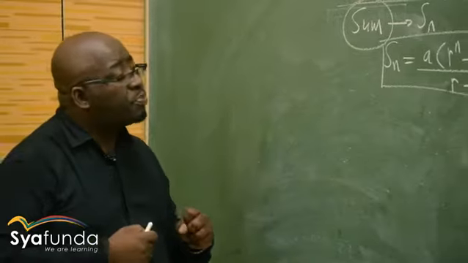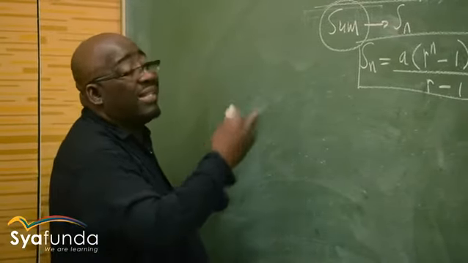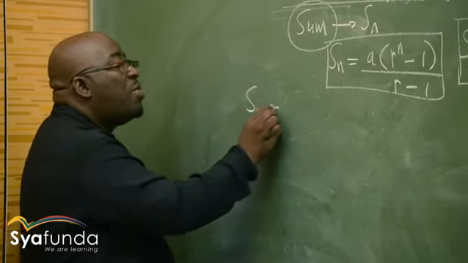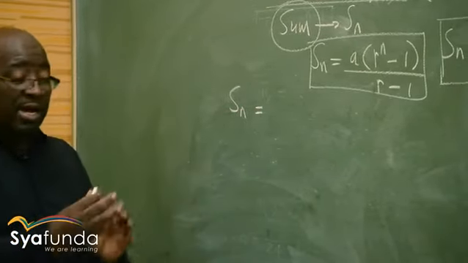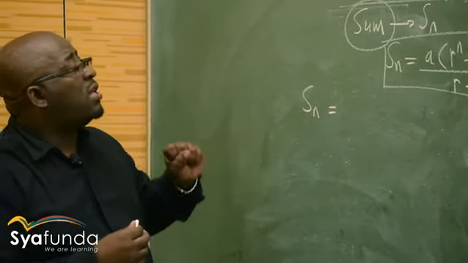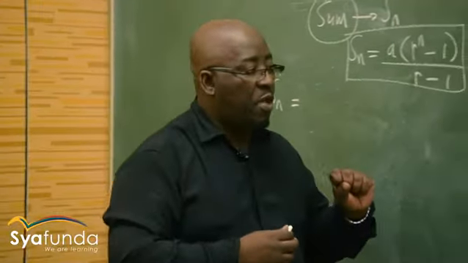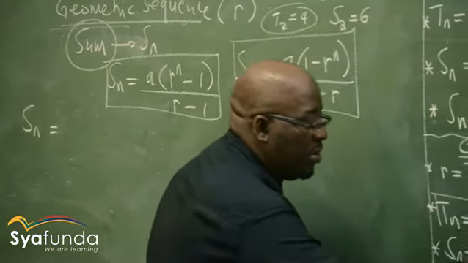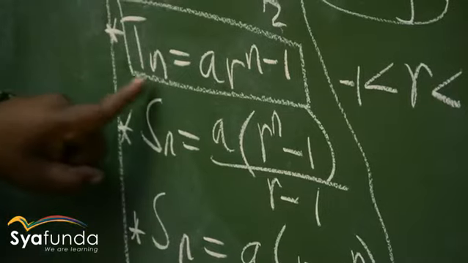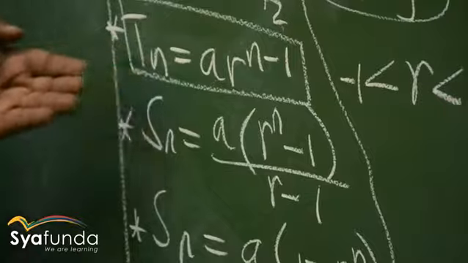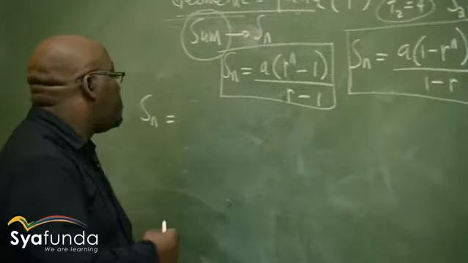Let's move on. Let's see where this formula comes from. We know Sn, when we add our sums, we know the general term of the geometric sequence, which is this one in particular. Tn is equal to A times R to the power n minus 1. This is the nth term, the last term, the general term.